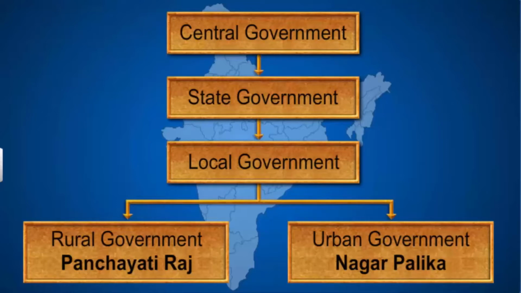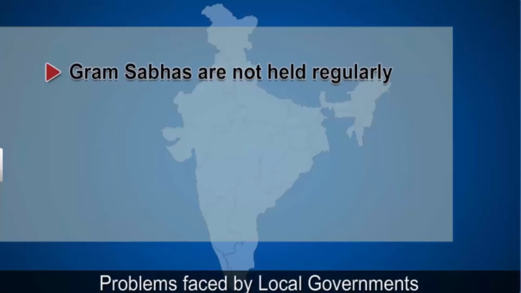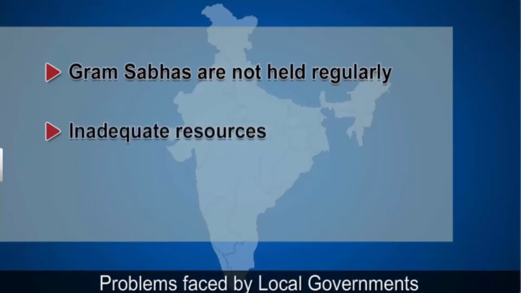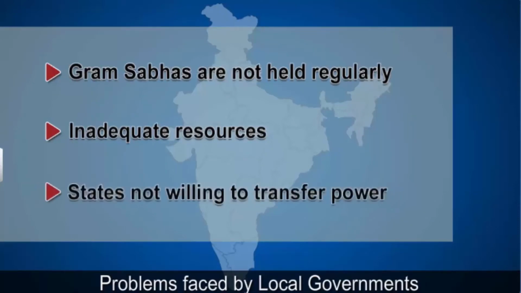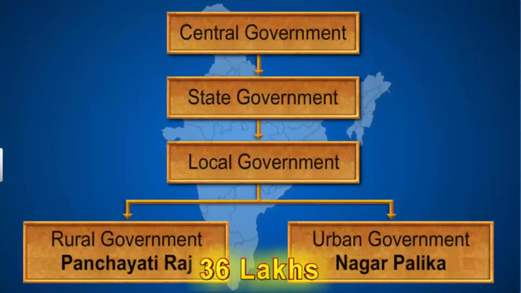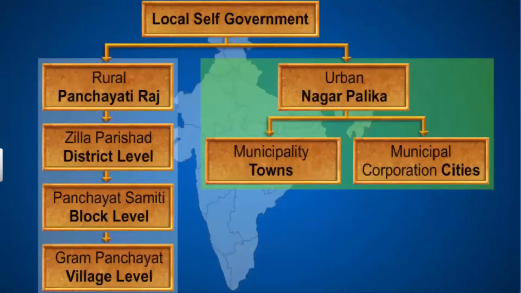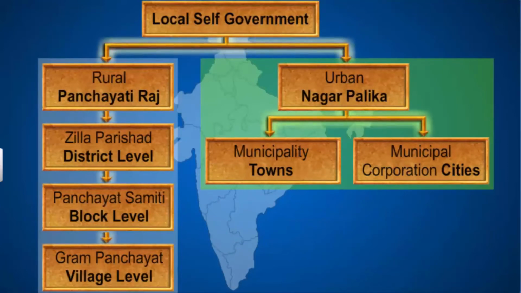For instance, Gram Sabhas are not held regularly and adequate resources are not given to local bodies. In certain cases, the state governments have not transferred power to local governments. Yet, this system has 36 lakh representatives in the rural and urban local governments and a significant participation of women. Despite certain problems, the presence of local governments and decentralization of power has helped strengthen democracy in the country.